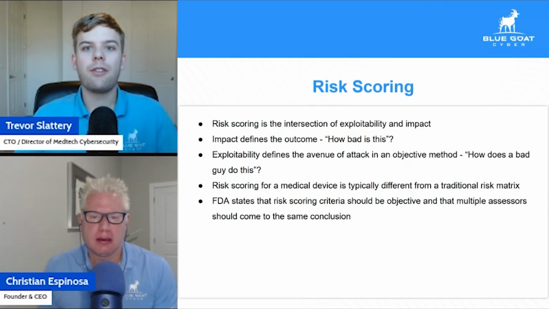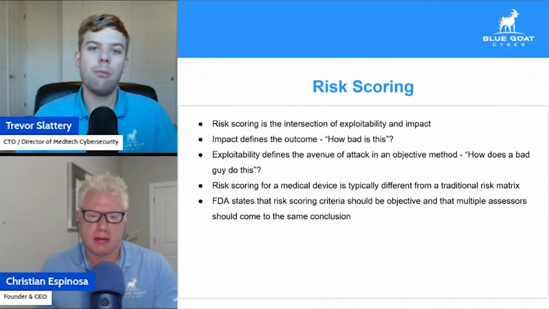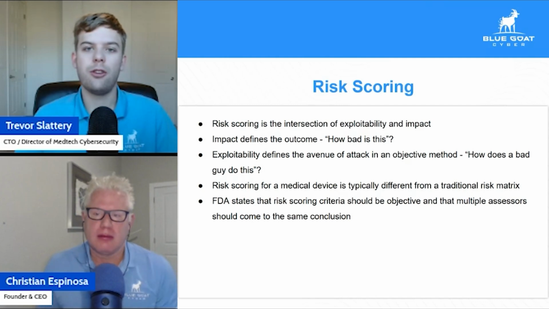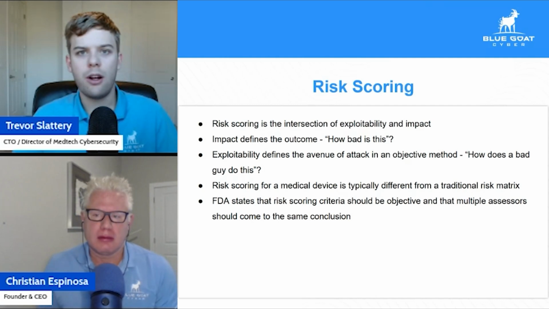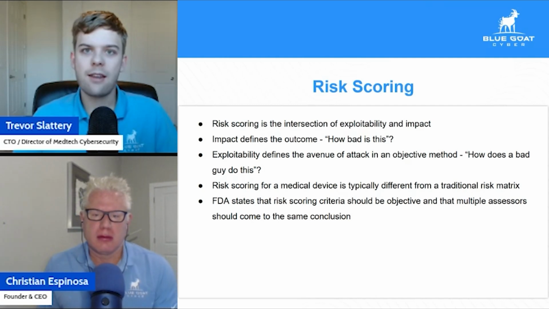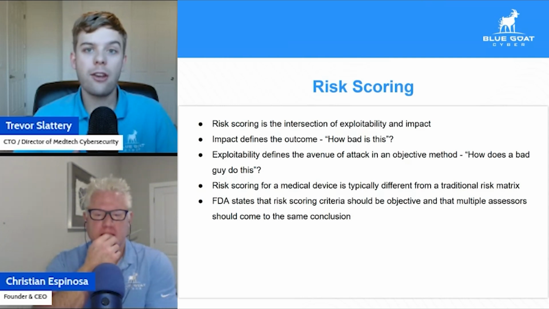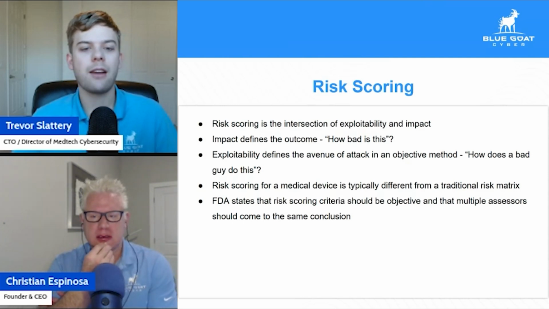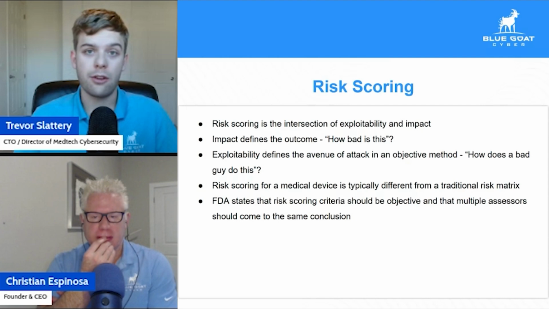The FDA states that risk scoring criteria should be objective. Multiple assessors should come to the same conclusion. This is tying back into that point on exploitability. This is not something where I should go in and have a different opinion on that impact as opposed to another researcher.